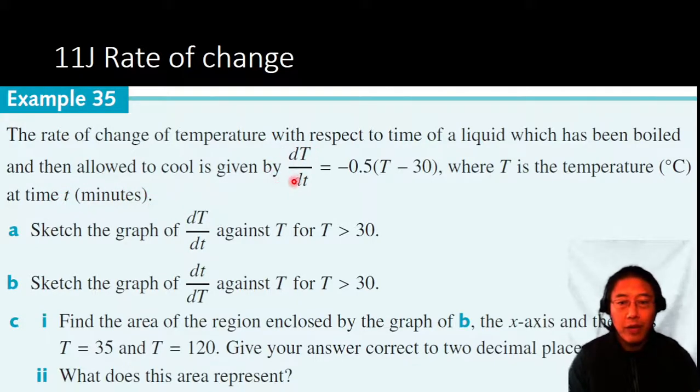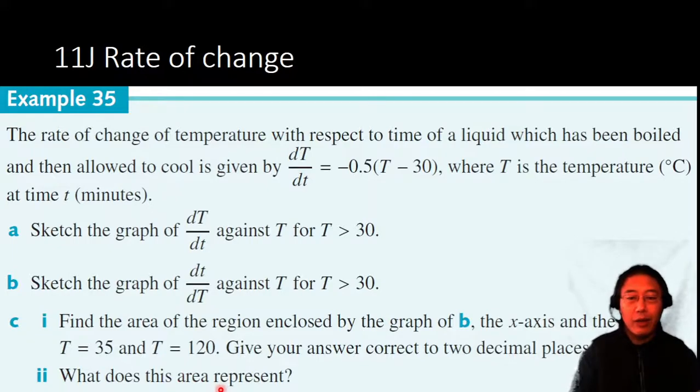So here what we have is the rate of change of the temperature with respect to time. In part A, that's what you need to graph, and in part B, you need to take the reciprocal, and what you try to sketch now is the rate of change of the time with respect to the temperature, and that will help you explain what the area represents. So let's go with the graphing.